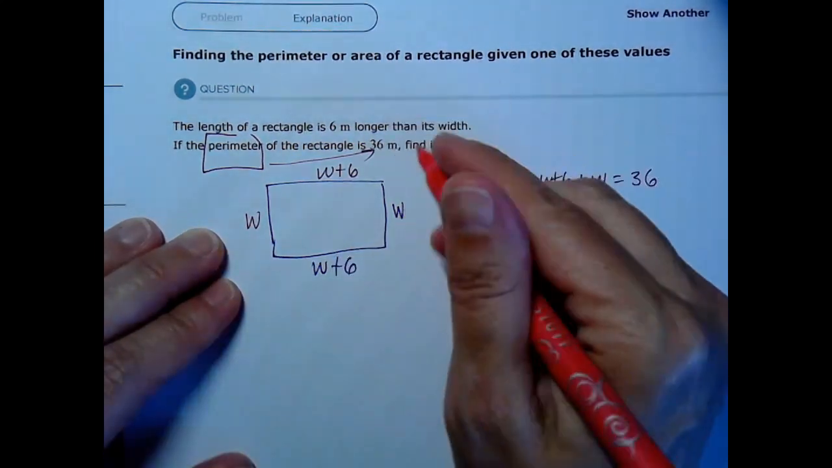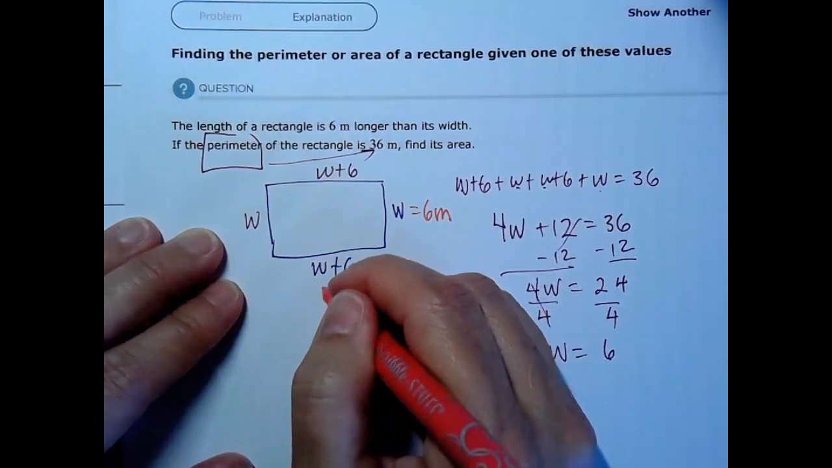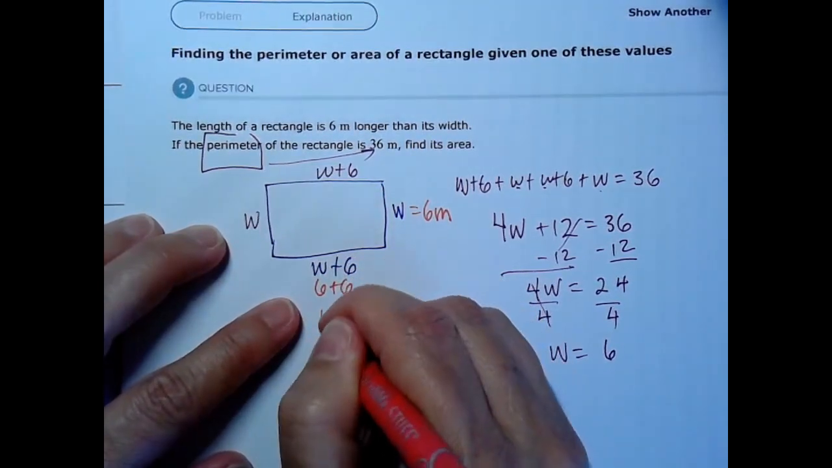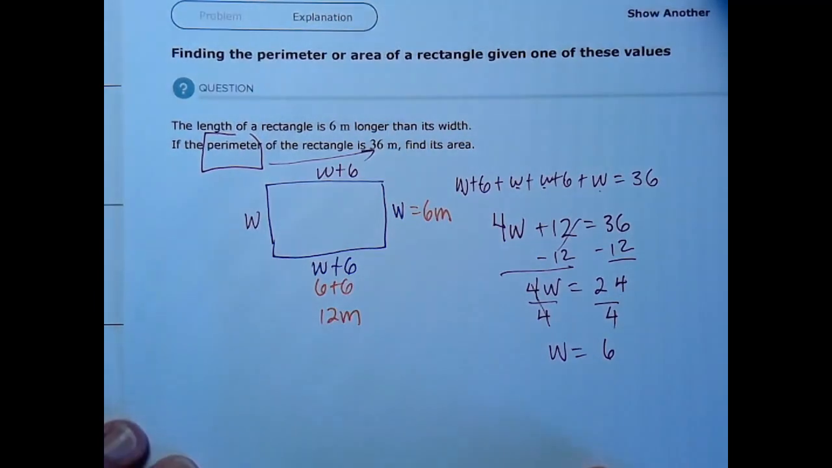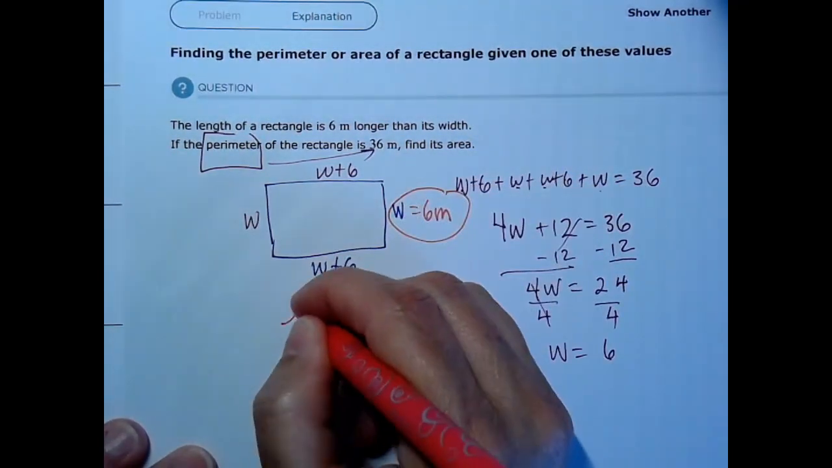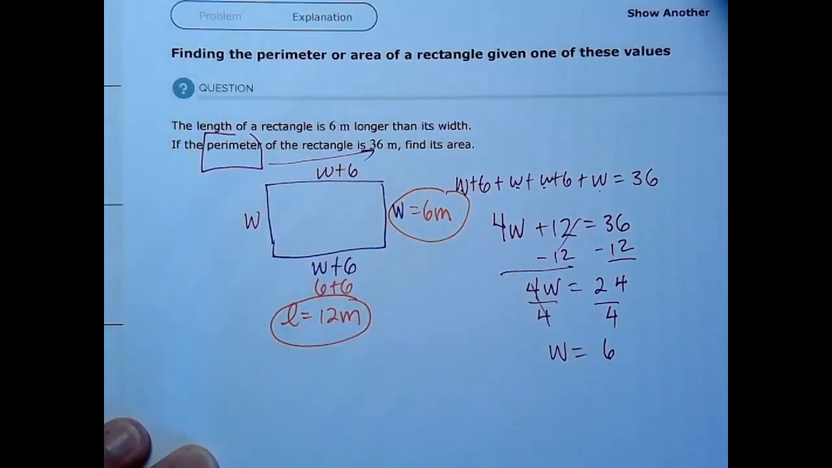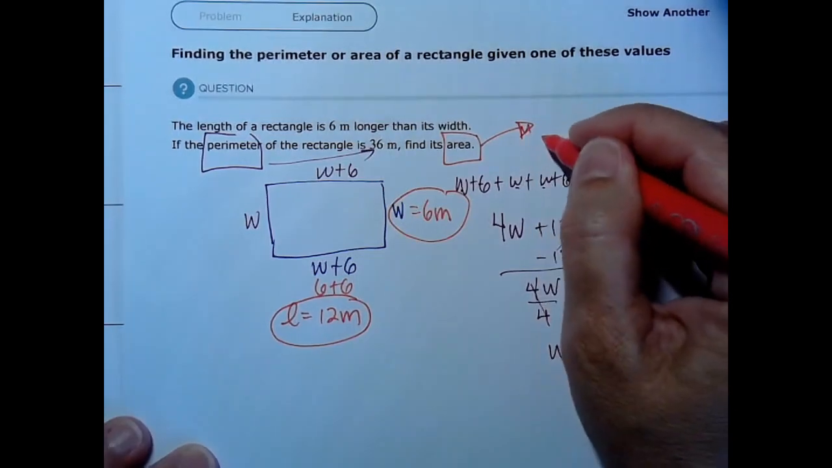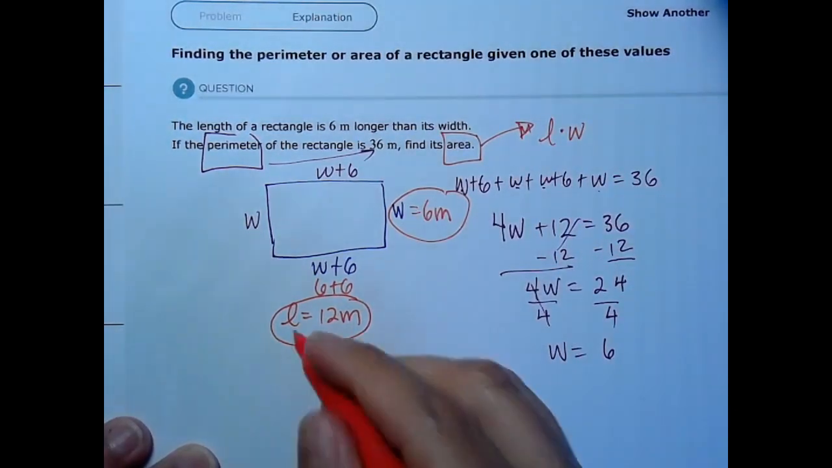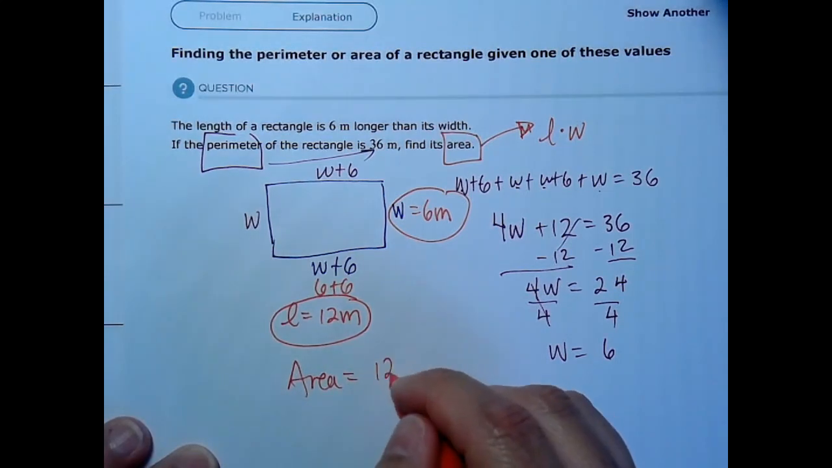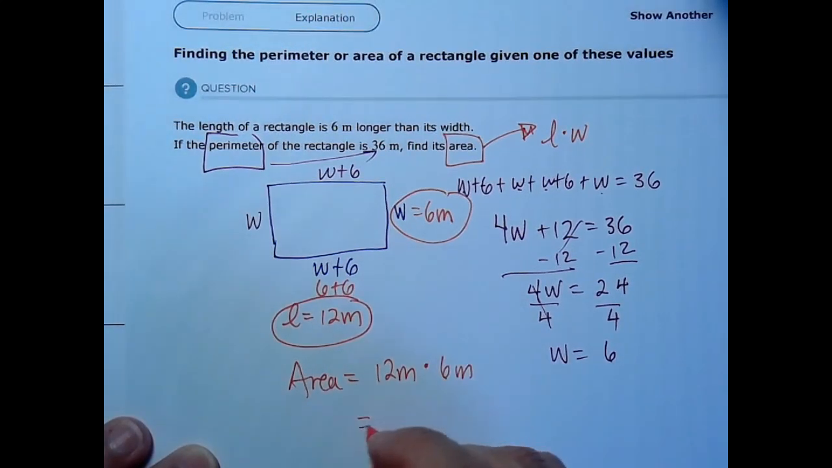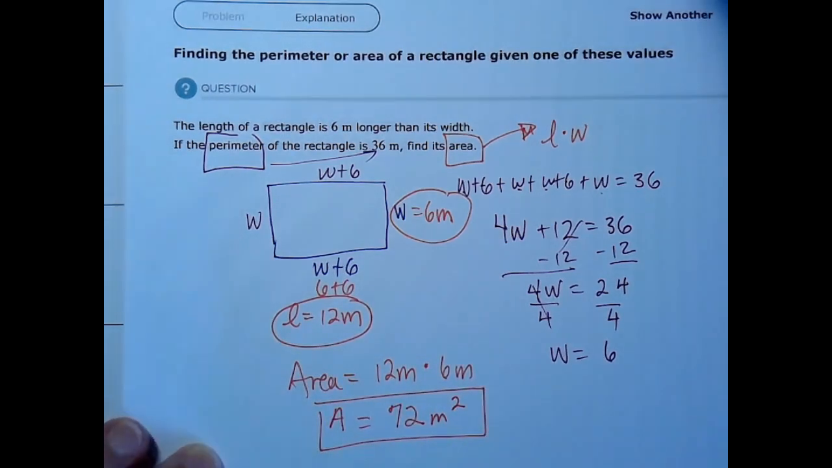If the width of the rectangle is equal to 6 meters, then the length is 6 plus 6, so the length is 12 meters. Now I know my width and my length, so I can find the area. Remember the formula for area: I'm supposed to multiply the length and the width. So the area would be 12 meters times 6 meters. 12 times 6 is 72, and meters times meters is meters squared. So the area would be 72 meters squared.